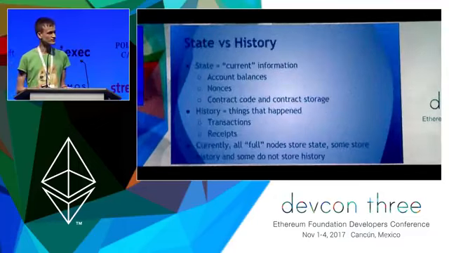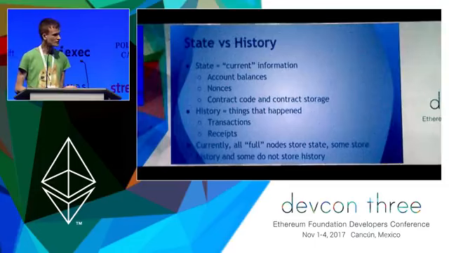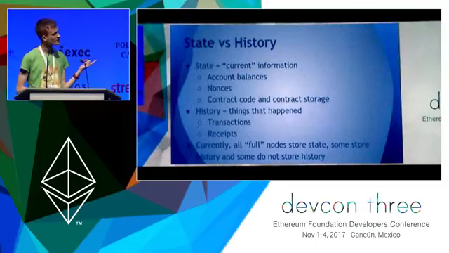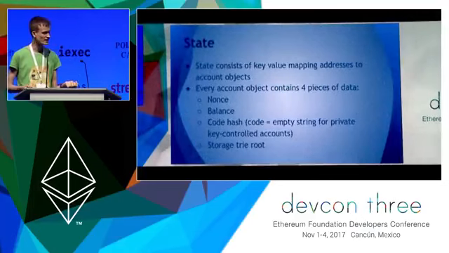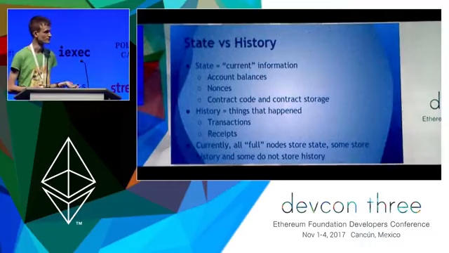Now the history in a blockchain is things that happen. So you have transactions, and in Ethereum you have this concept called receipts. Currently, all full nodes store state. Some full nodes store history, and there is the possibility of full nodes that do not store history.